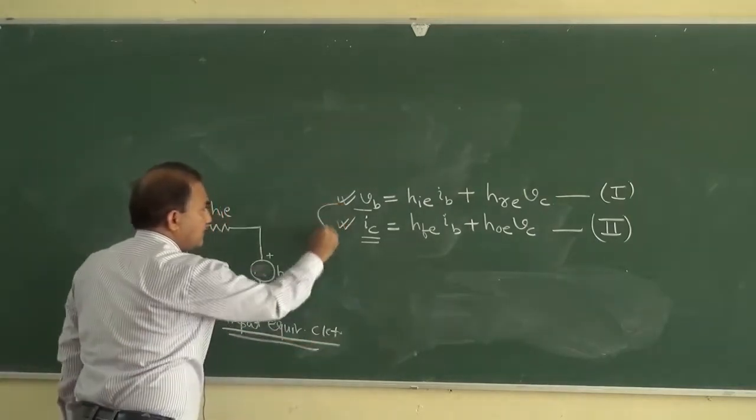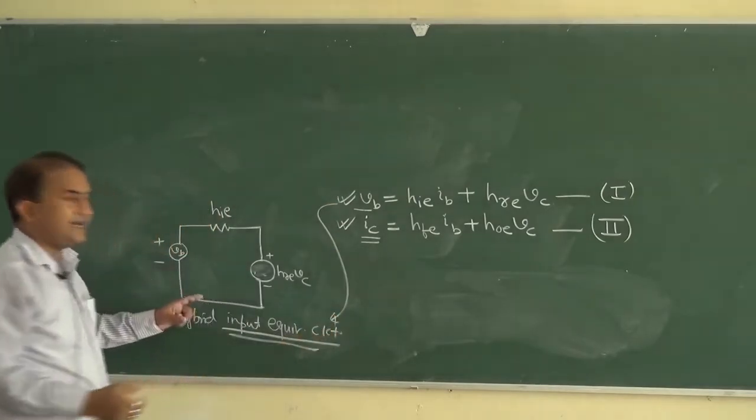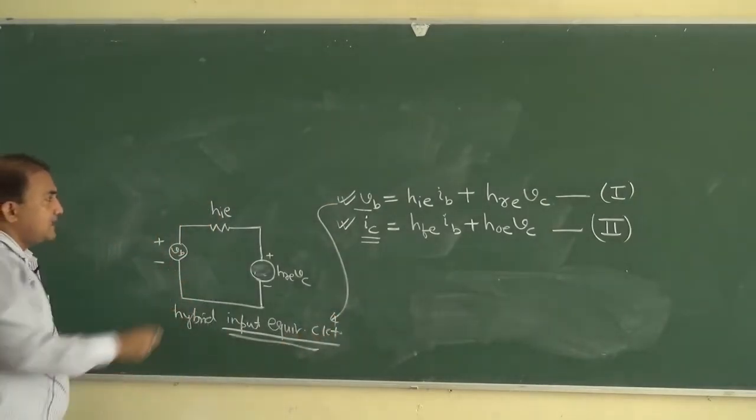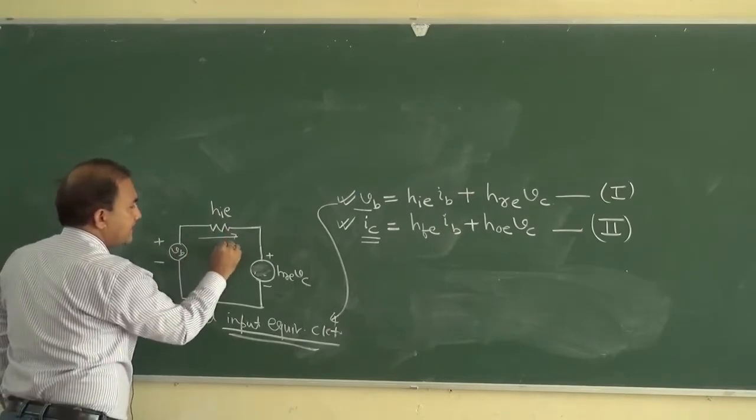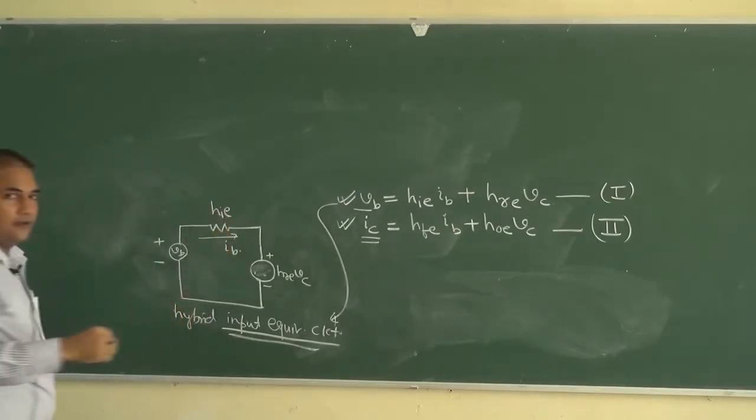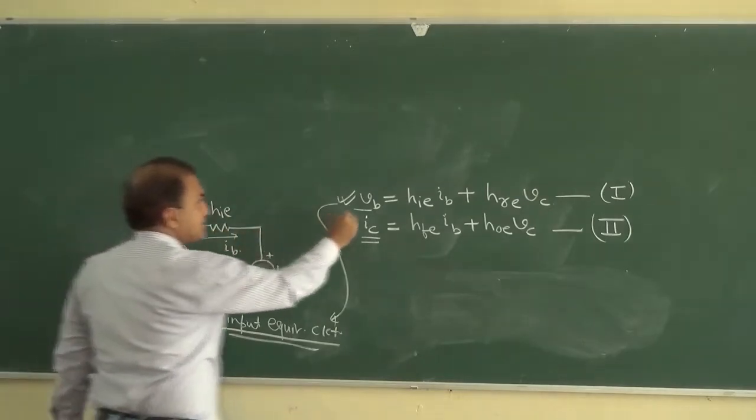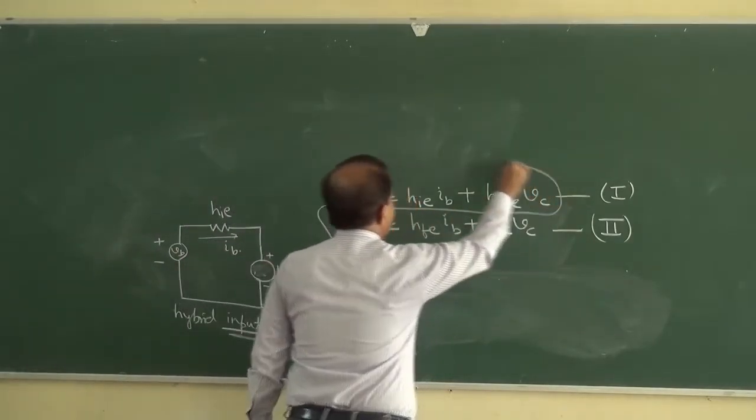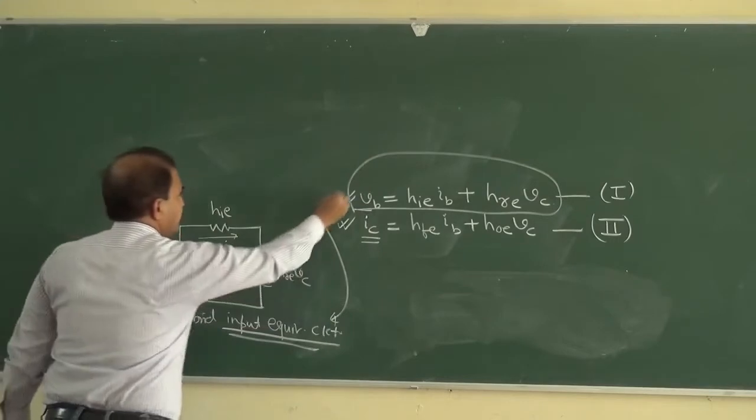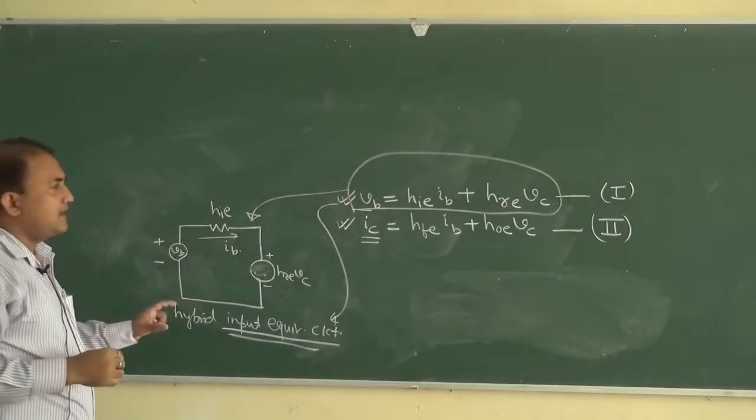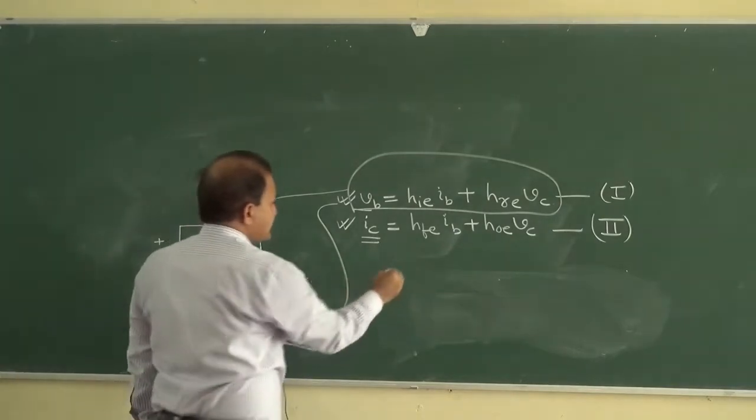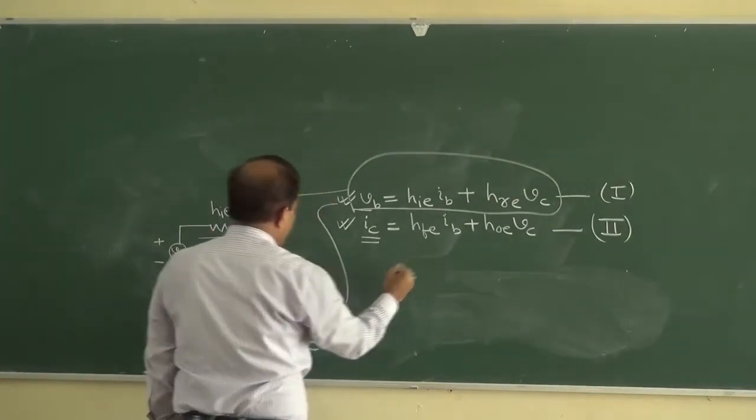For this equation we have represented it by using a circuit. This is HIE and the current flowing is IB. So this equation is represented like this. This is the input equivalent circuit. Similarly, how can we represent the output equivalent circuit?